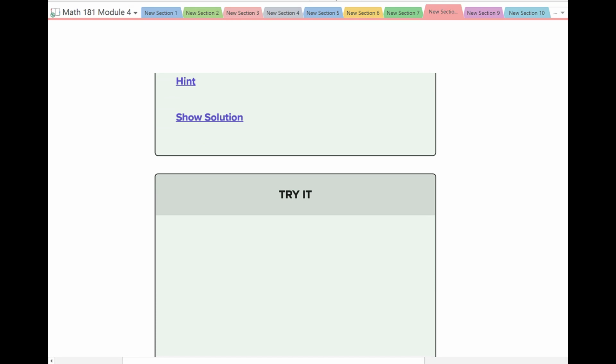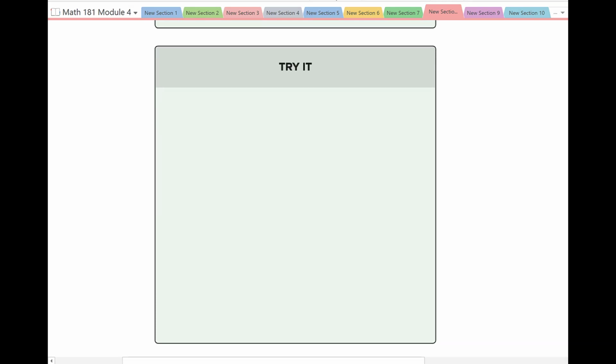Okay, let's try another one. This one didn't print out. I don't know what's going on there with the printing for this section.